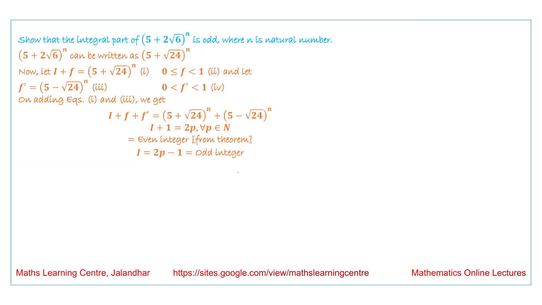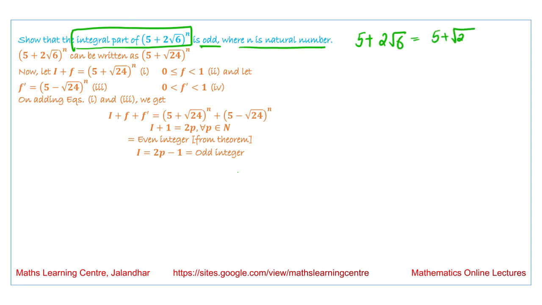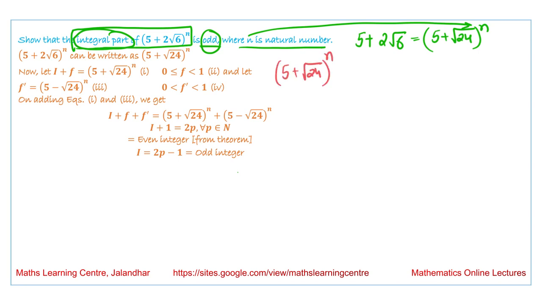Now next we have: show that the integral part of this expansion is odd, where n is a natural number. This expansion is 5 plus 2 root 6, which we can write as 5 plus square root of 24 raised to the power n. n is given to be a natural number, and we have to prove that the integral part of this will be an odd number. Suppose we write (5 plus root 24) raised to the power n equal to I plus f, where I is the integral part and f is the fractional part, whose value lies between 0 and 1. And suppose we have another number f dash, which is (5 minus root 24) raised to the power n.